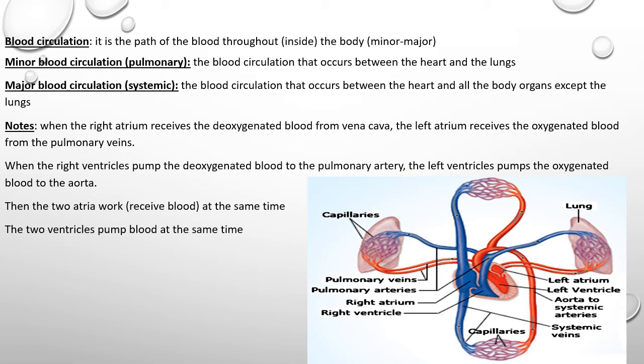Note: when the right atrium receives deoxygenated blood from the vena cava, the left atrium also receives oxygenated blood from the pulmonary vein. When the right ventricle pumps deoxygenated blood to the pulmonary artery, the left ventricle pumps oxygenated blood to the aorta. Then the two atria receive blood at the same time, while the two ventricles pump blood at the same time.